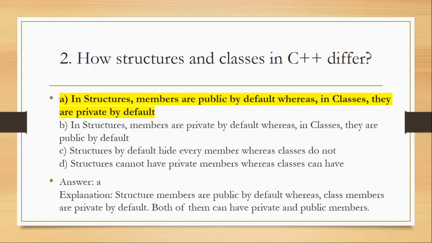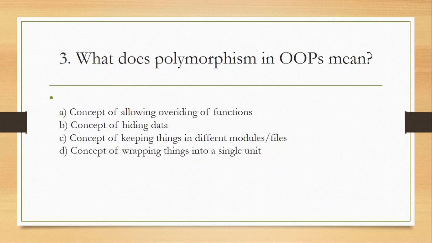So structure public and classes private. Structure members are public by default, whereas class members are private by default. Both the structure and class can have private and public members, but the structure members are public by default and class has private by default.